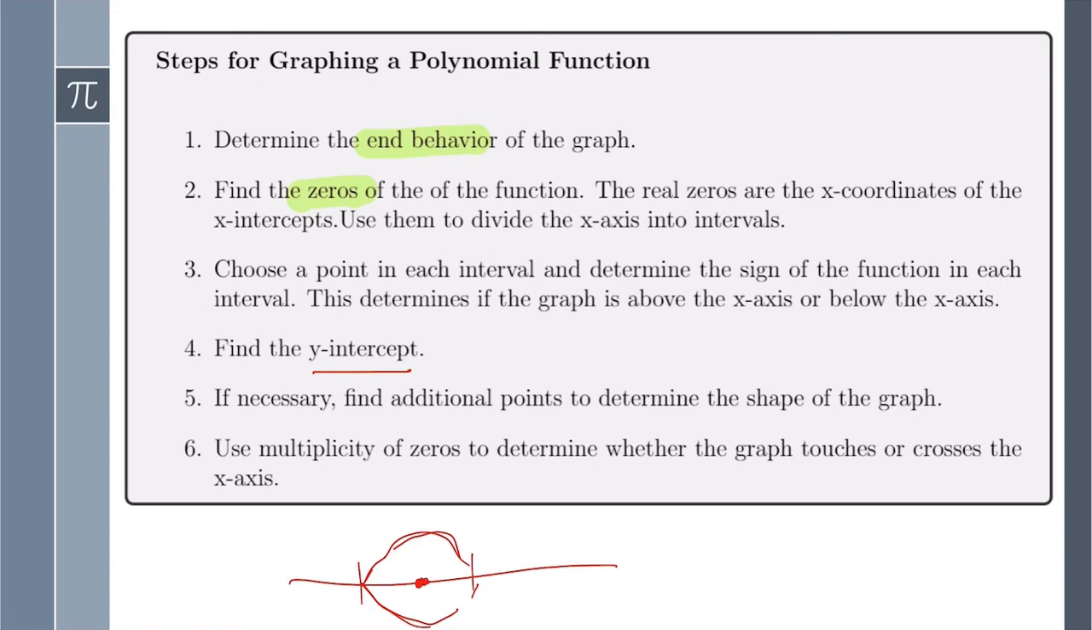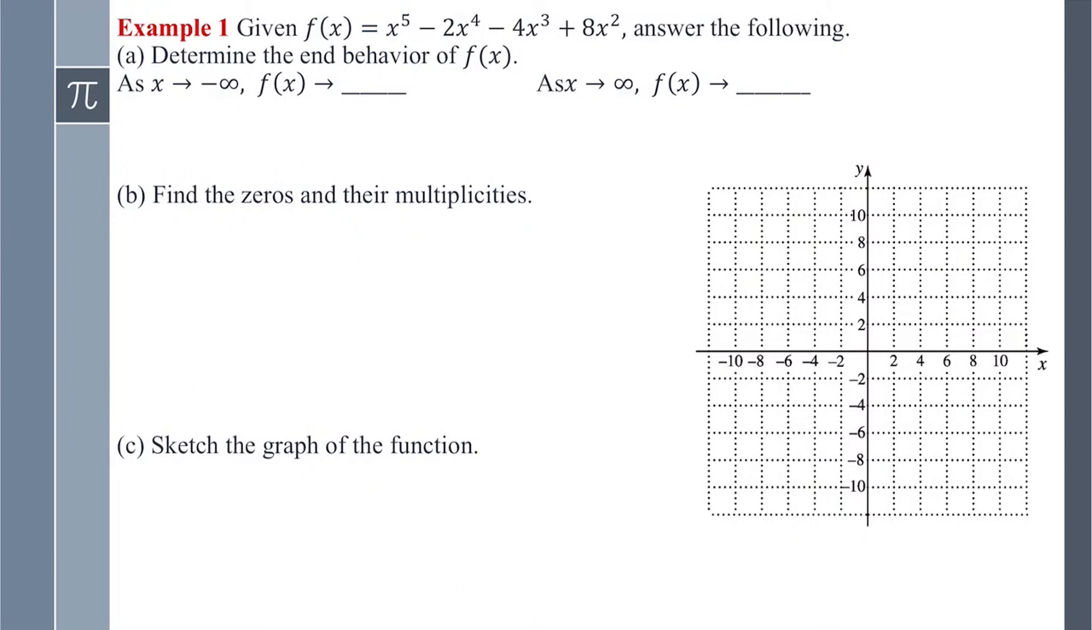So how does it look? We might not graph it exactly. And then we can also use the multiplicity in order to figure out whether the graph is going to cross the x-axis or is going to just touch and bounce back, okay? So that's what we'll see while we are graphing. So let's look at an example for that. Here is the polynomial function that we are going to graph.